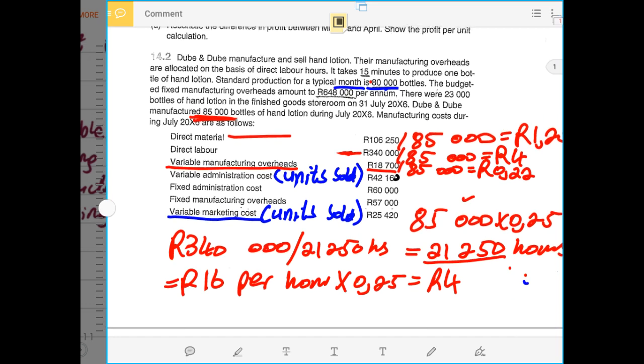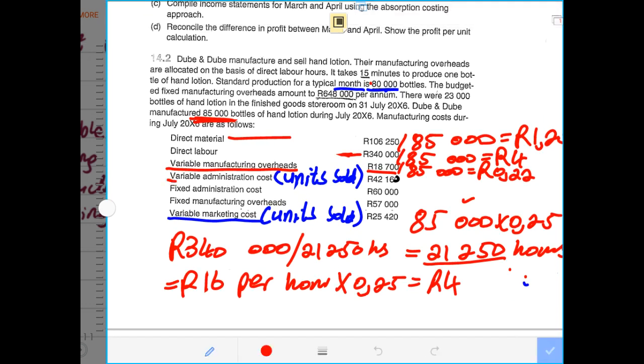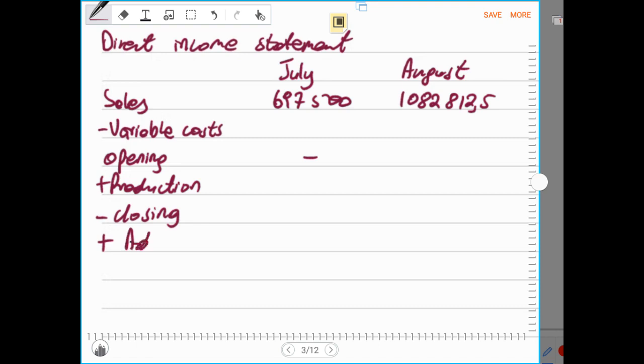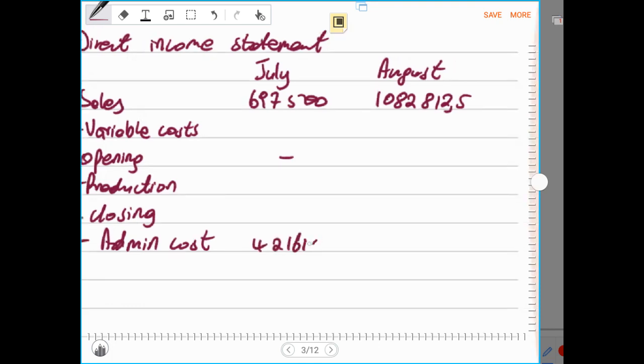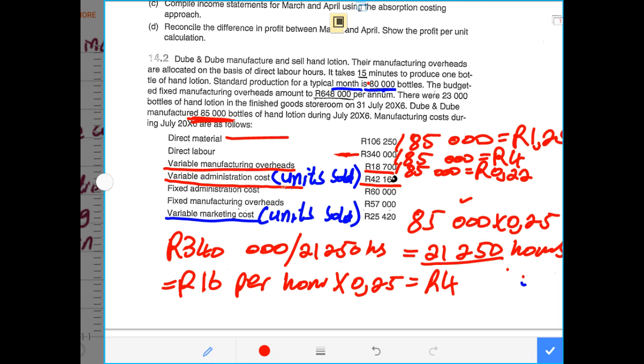and those variable costs were variable administration cost of 42,160. Then we have admin cost 42,160. And we know that all the variable non-manufacturing overheads vary according to the number of units that were sold. I did explain that to you. All the variable, they are based on the units sold. So now we know that there were 62,000 units that were sold in the month of July.